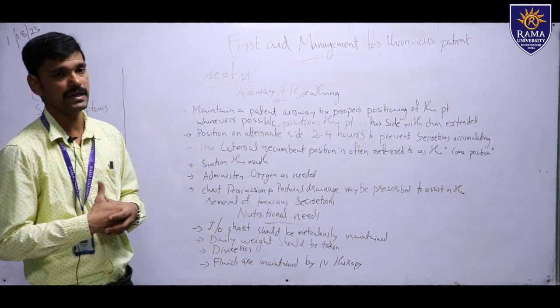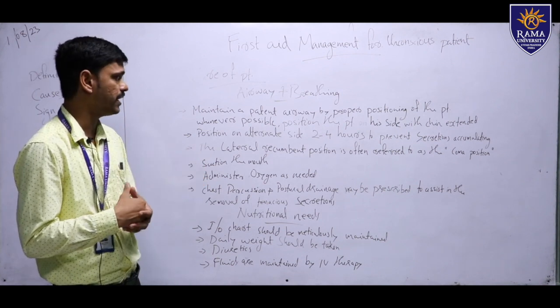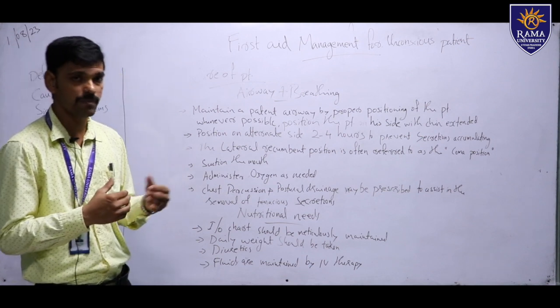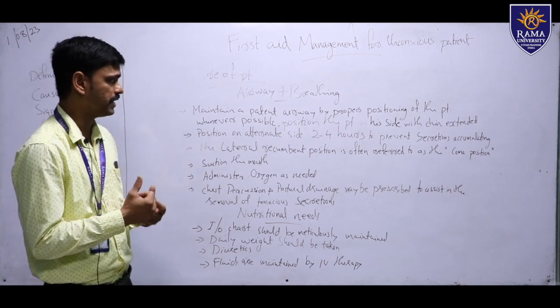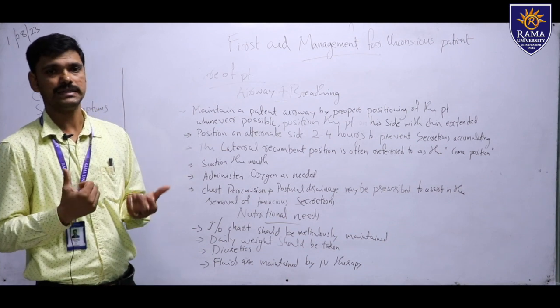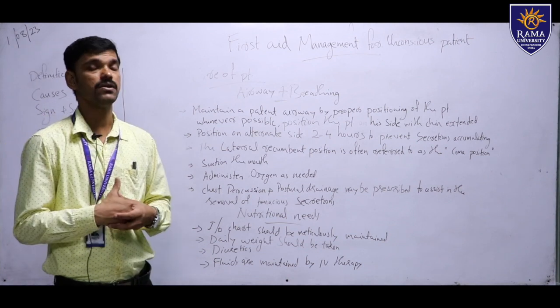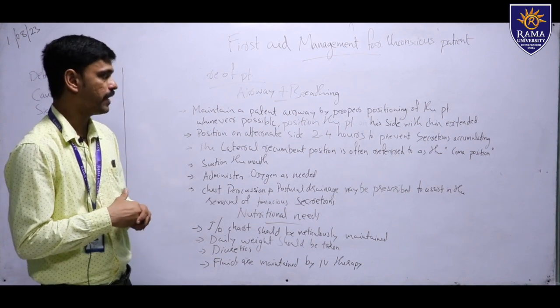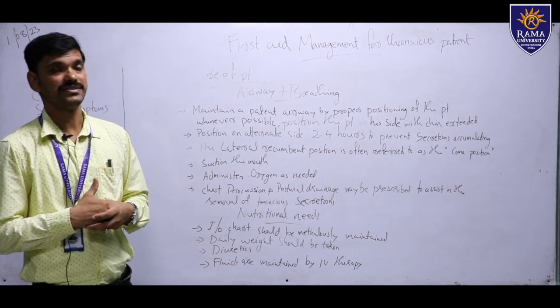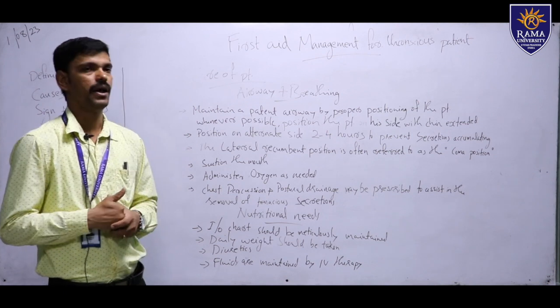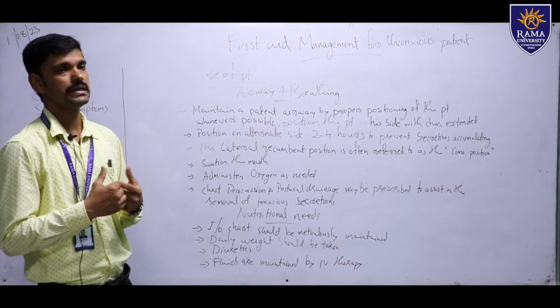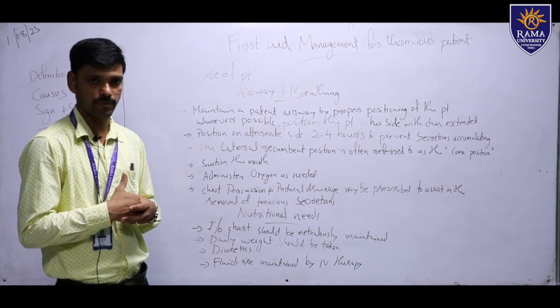So maintain a patent airway. That is important. Maintain a patent airway by proper positioning of the patient, and whenever possible, position the patient on his side with the chin extended, and position on alternate side every 2 hours to prevent secretions accumulating. And the safest position, the lateral recumbent position, is often referred to as the coma position.